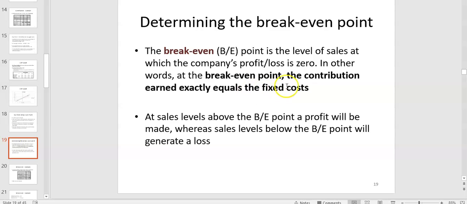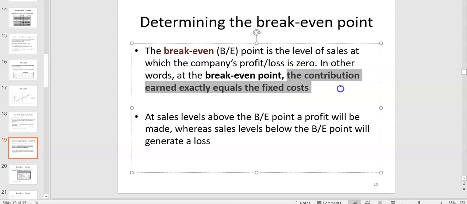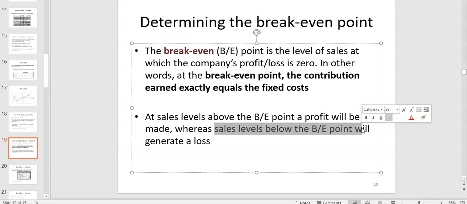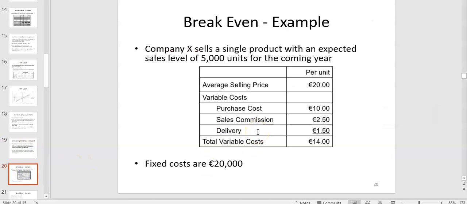So the break-even point is when the contribution exactly equals fixed cost. If you sell above the break-even point, you earn a profit. Where sales are below the break-even point, you generate a loss. Right? So if you go back to our example here, what is the break-even point for this company X?